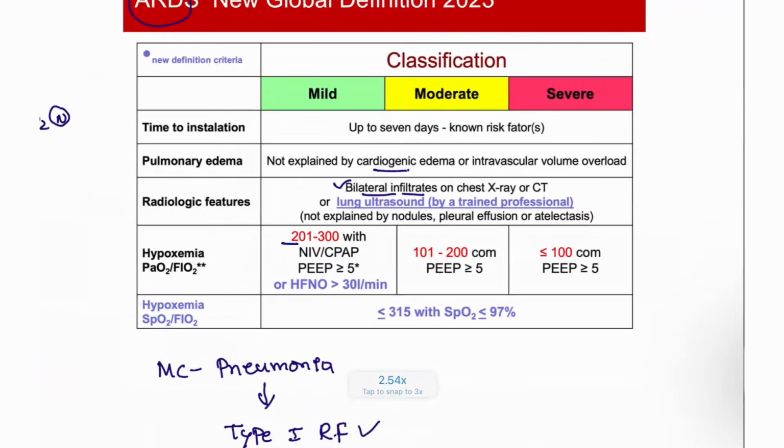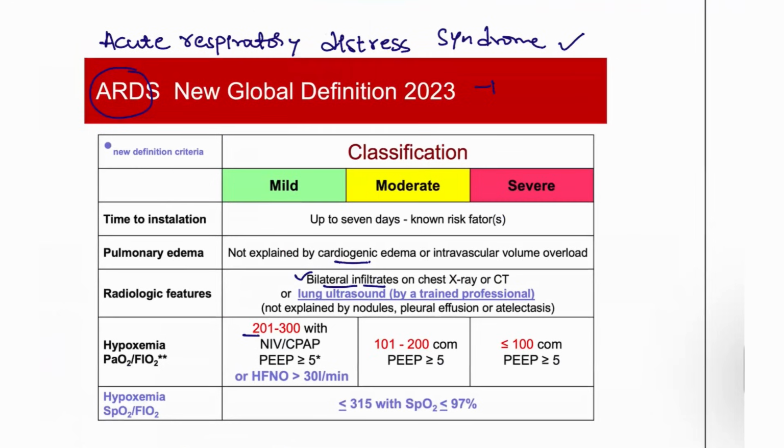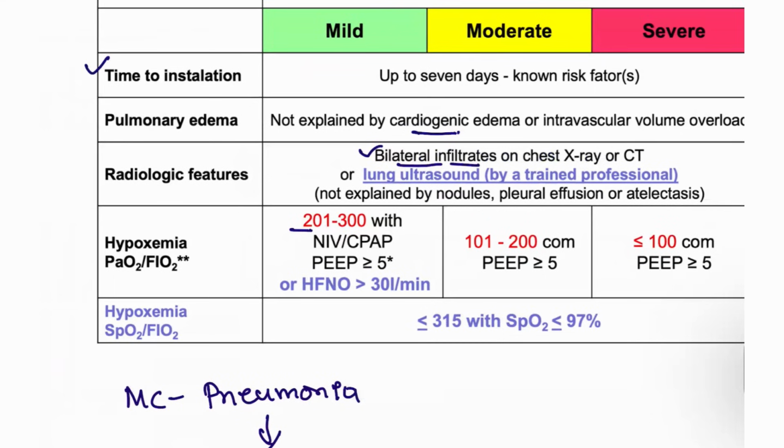So what is the criteria that we follow? That is the Berlin criteria. In the Berlin criteria, the timing of onset should be less than 7 days, and the pulmonary edema should be only from the lungs, not cardiogenic. Radiological features should show bilateral infiltrates, and hypoxia: mild will be PaO2/FiO2 200 to 300, moderate 100 to 200, and severe less than 100.